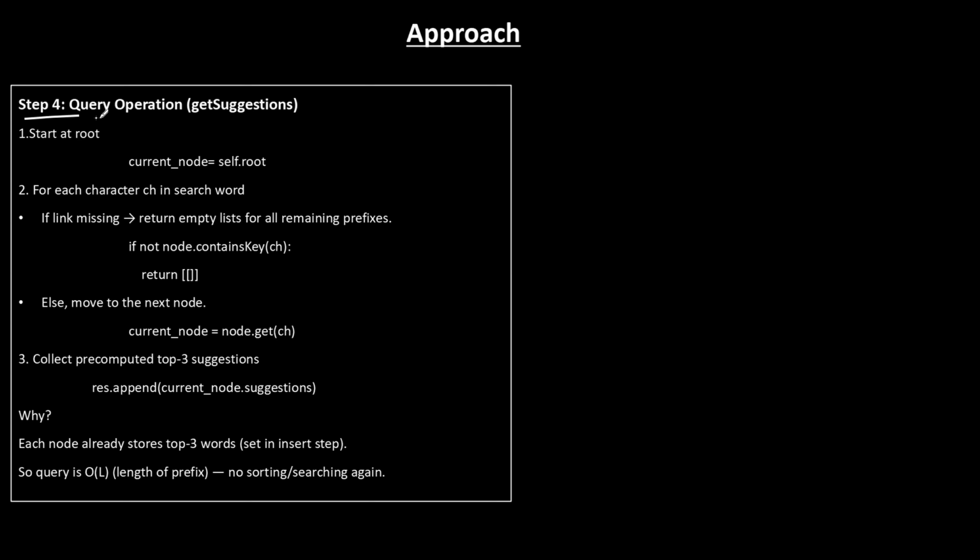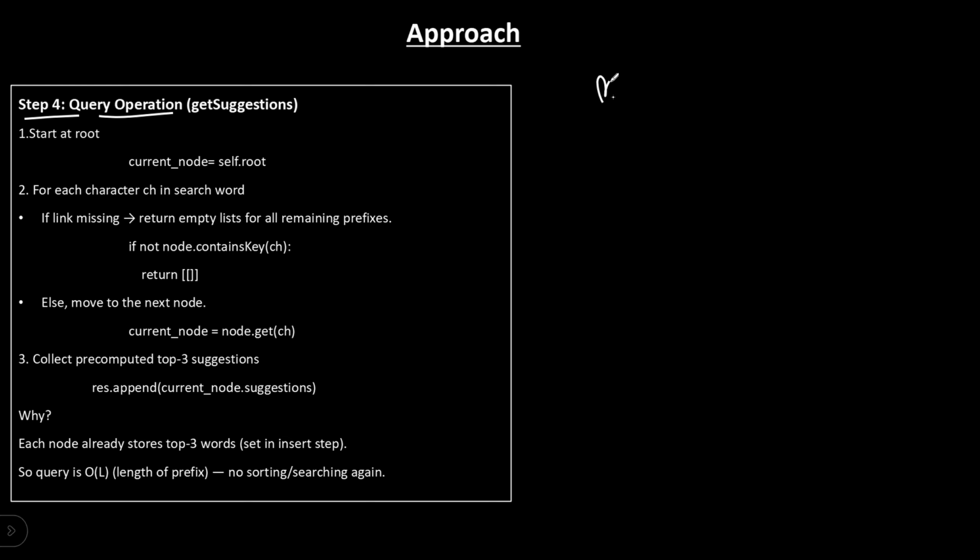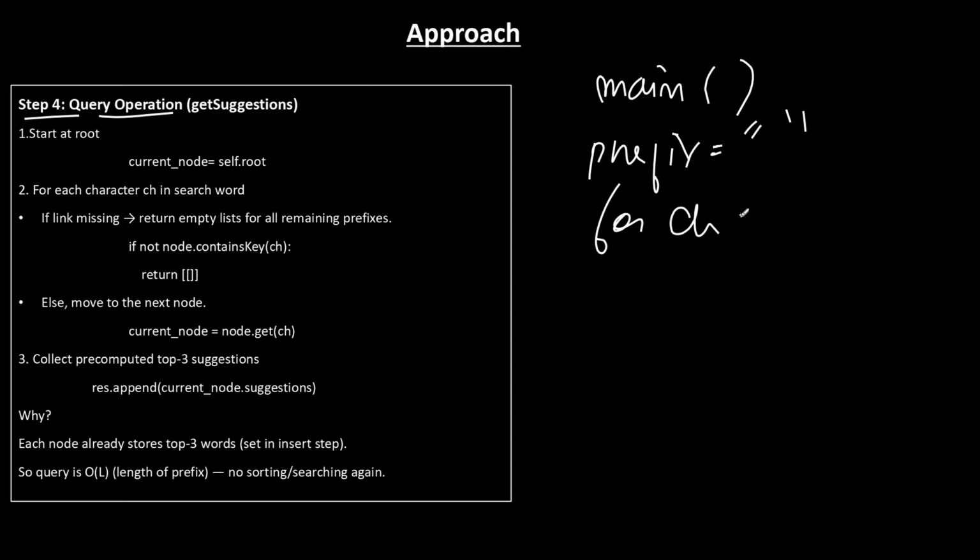Now for step 4, the query operation, get the suggestion. The insert has done the work of creating the complete data structure tree. Now the get suggestion will have the prefix or the search word which is given to us. This get suggestion function will have this word with us and we will look for the results. So how this will work, basically, before going to this, in the main function which is given to us, we will create a prefix string and we will do for ch in search word, the word to be searched.